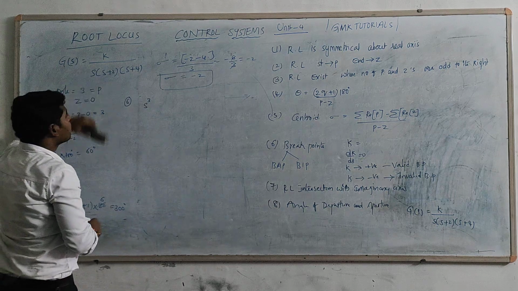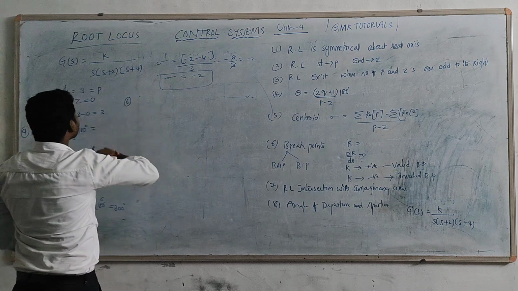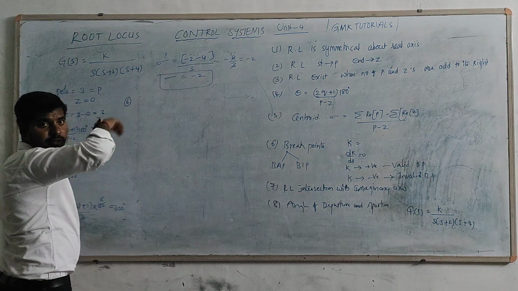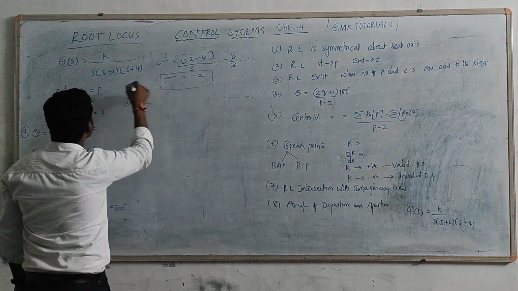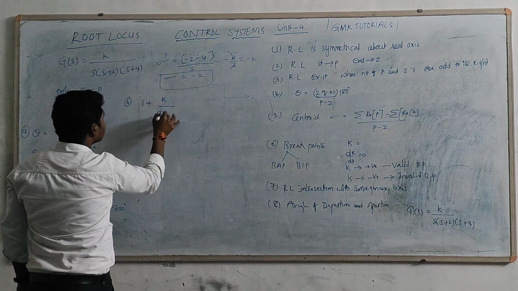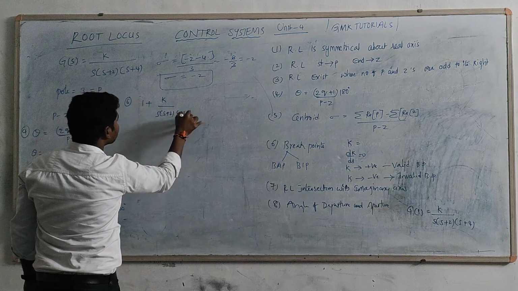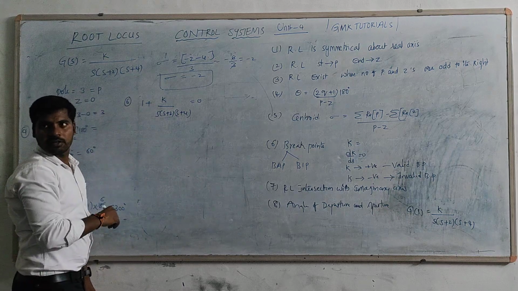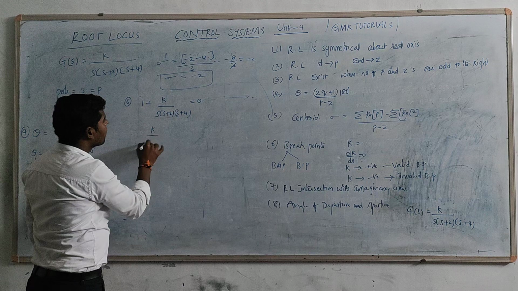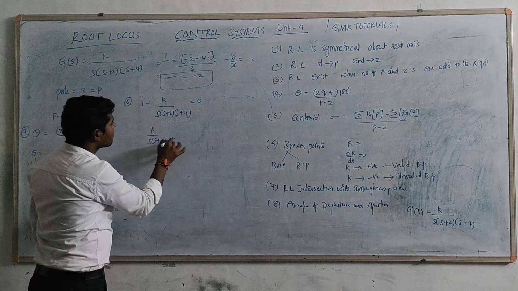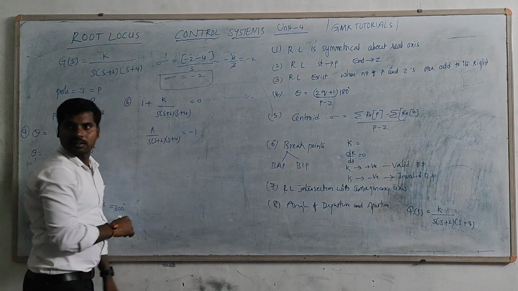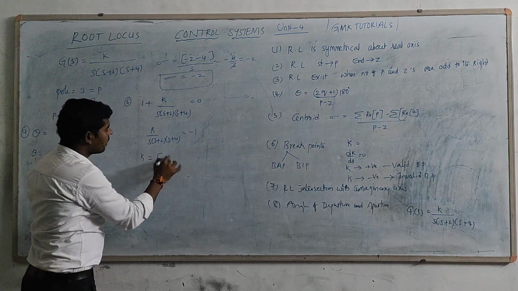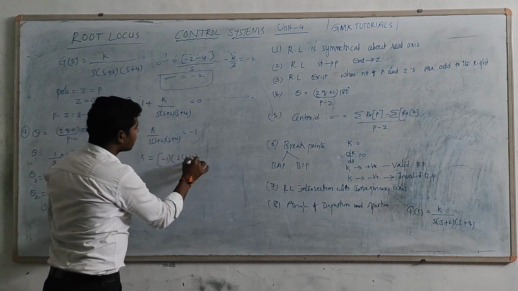Instead of that one, previously we know that g of s into h of s is equal to minus 1 criteria, and the 1 plus GH equation, right? Therefore 1 plus k divided by s into s plus 2 into s plus 4 is equal to 0, the characteristic equation. From this characteristic equation you have to represent the k value. Therefore k divided by s into s plus 2 into s plus 4 is equal to minus 1. So that means k is equal to minus 1 into s into s plus 2 into s plus 4.